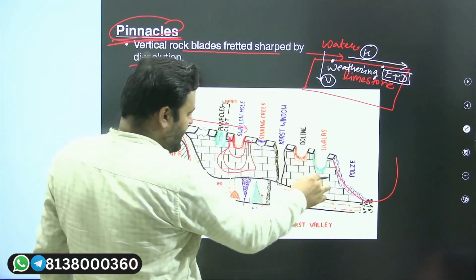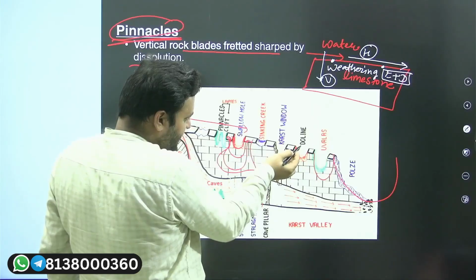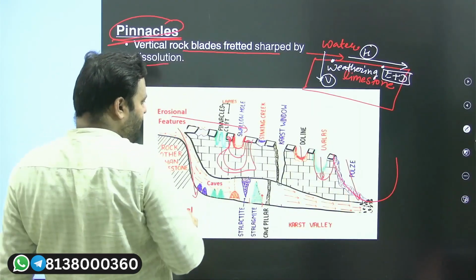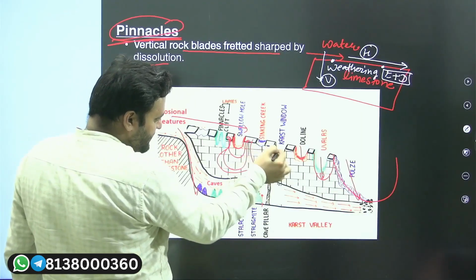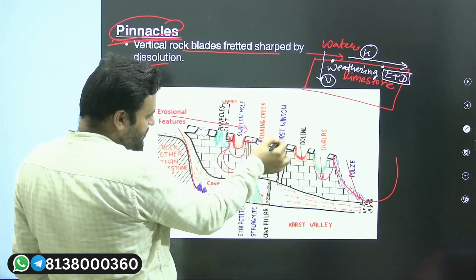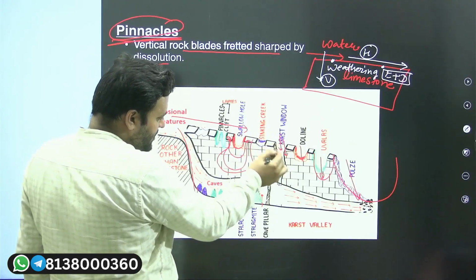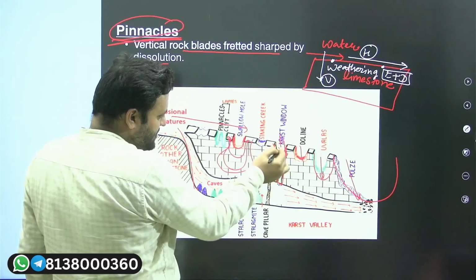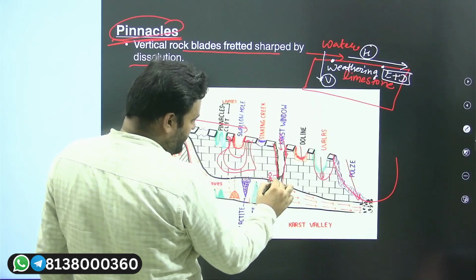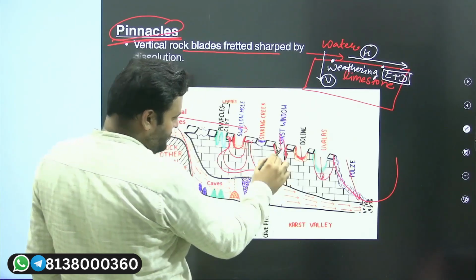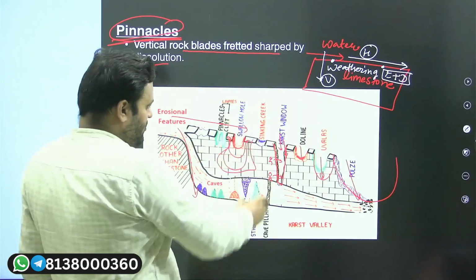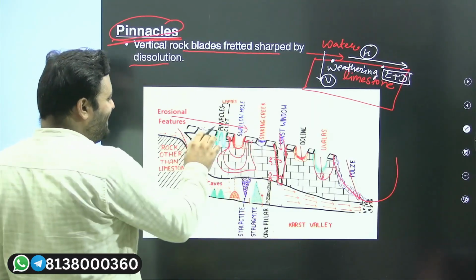This is the uvalas, the further depression which is widening because of the action of water. Then, as a result of continuous action of water, we will have a formation of this karst window. If you are here, you can look out through it, that's why it is like a window. The name is given accordingly. Then we have pinnacles.